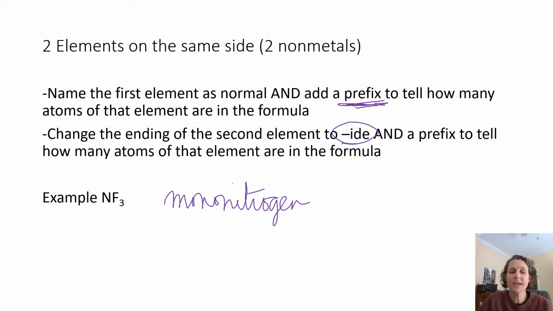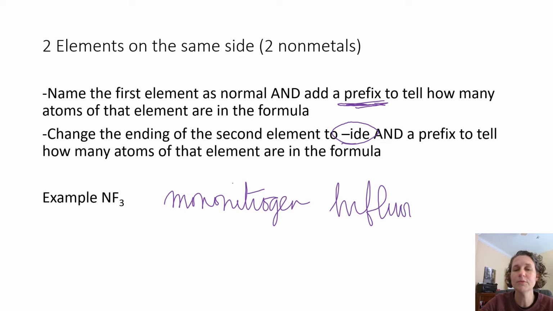Now for our second element, we have F, and we have 3 of them. So the prefix for 3 is tri, and F is fluorine. It becomes fluoride. I can't cross my T. Fluoride. And that's it. These are the 2 element symbols.